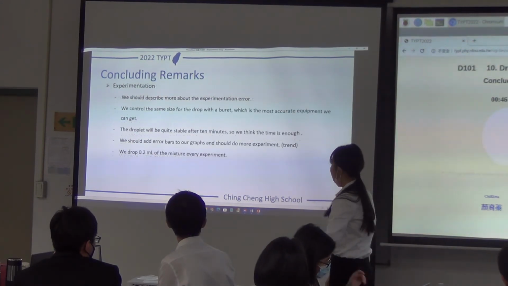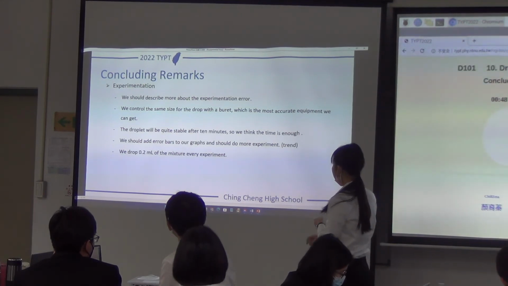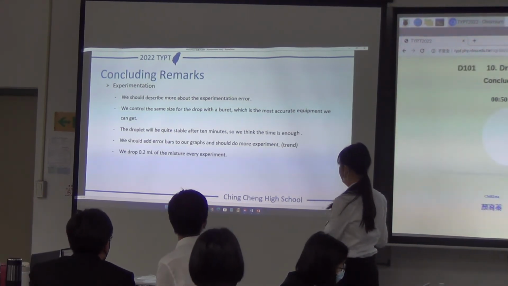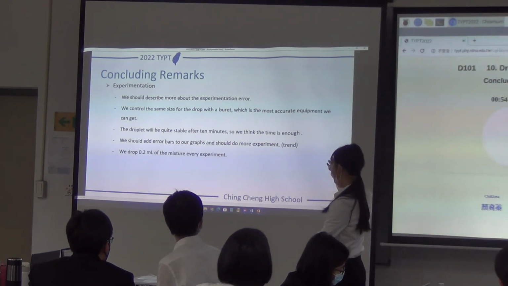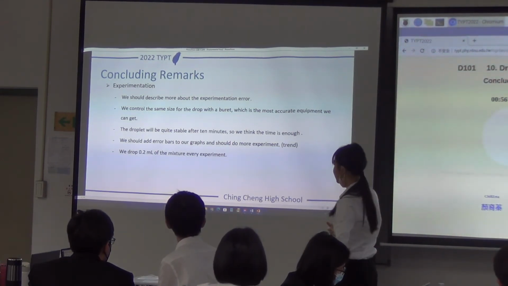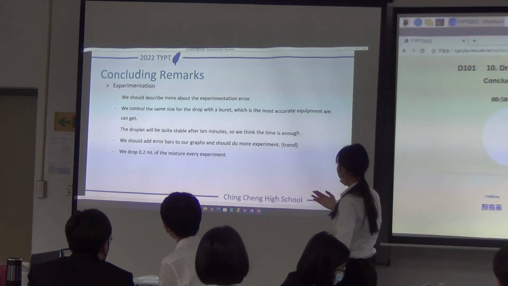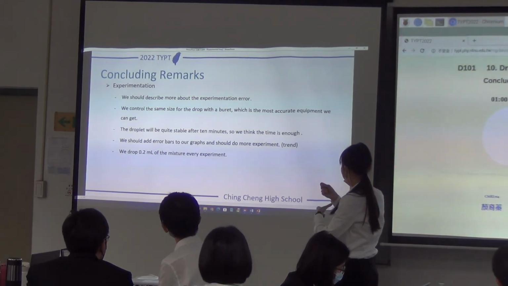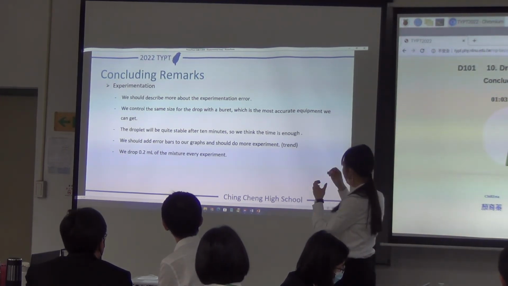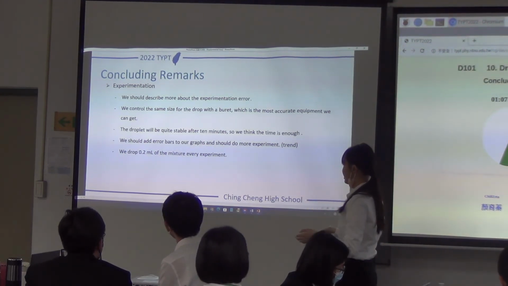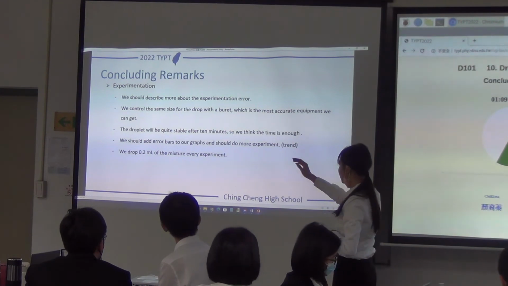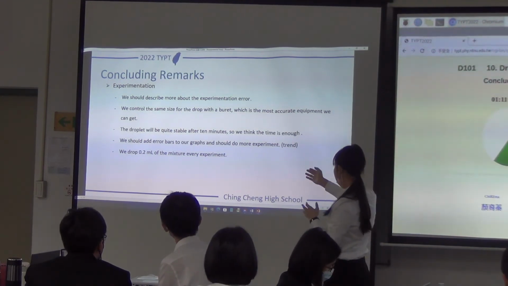And for the experimentation, I think we should describe more about the experimentation error, because I just told the experimentation error, but didn't tell what caused it. And we think we should control the same size of the drop with the burette. We think that is the most accurate equipment that we can get in our experiment.